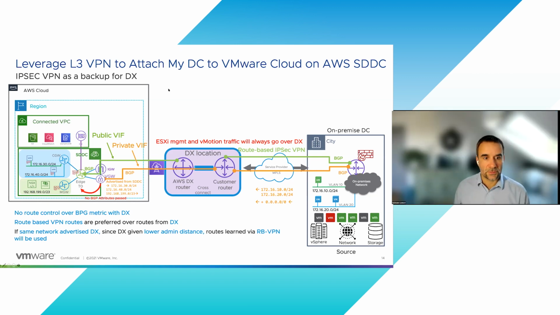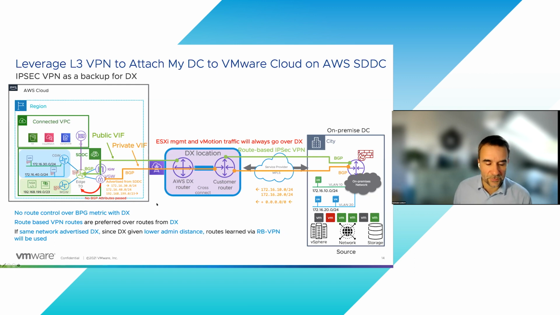I think just to finish on that one, if you have a VPN and a BGP session with Direct Connect, VPN will always be preferred over the Direct Connect. So don't advertise the same route on both. The only way to avoid this is for the VPN to be prior.